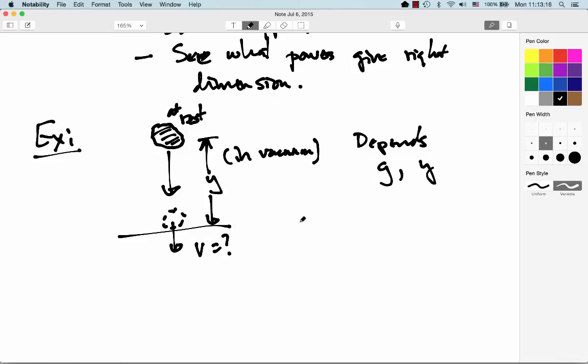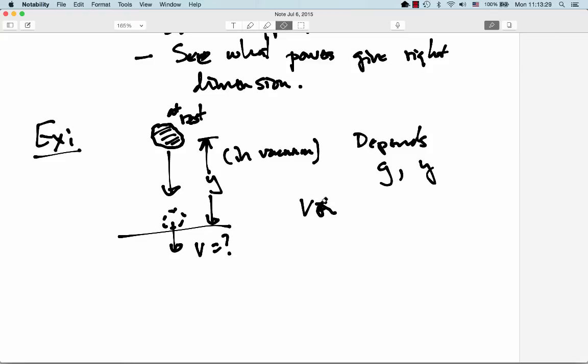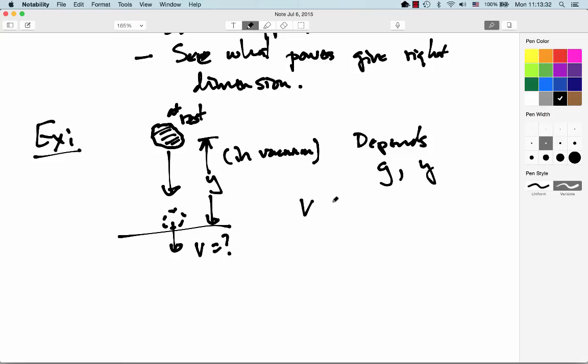Alright. So the game we can play is then we can say that my velocity is going to be proportional to g to some power alpha, y to some power beta. And then we just play with the dimensions and see what happens. Velocity we know is going to have dimensions of length over time. Now we can switch from proportionality to an equal sign when we're comparing dimensions, because any numerical factors don't have dimension, so we're assured equality.